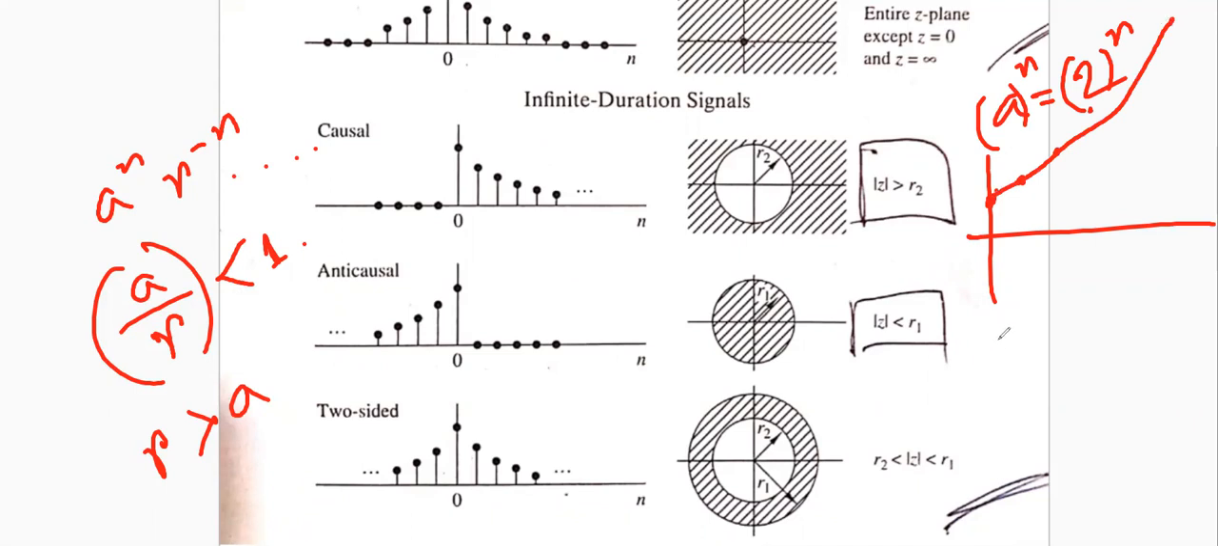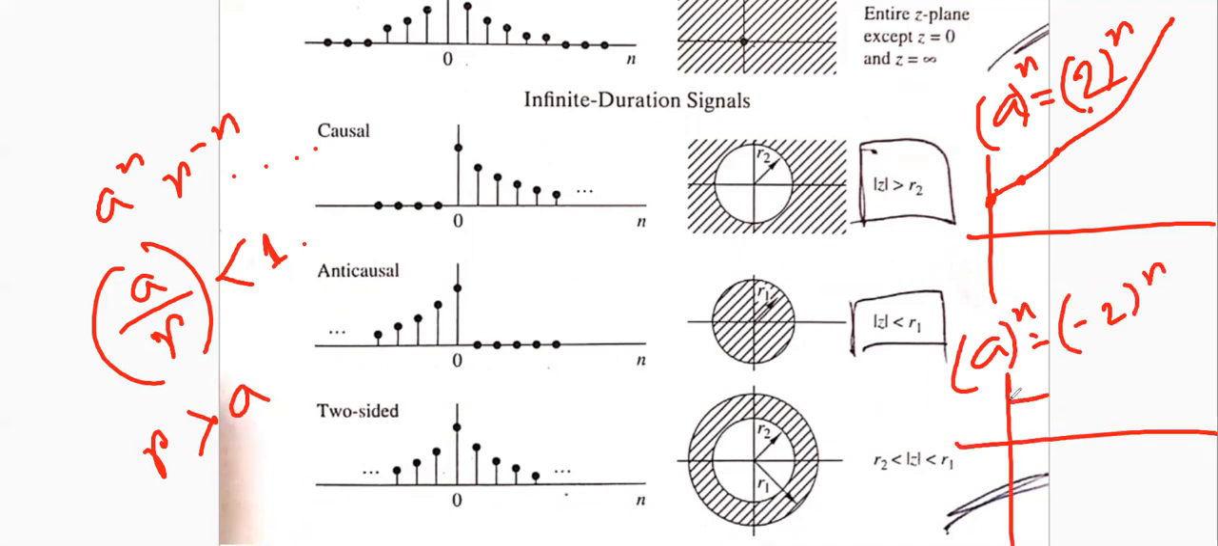Similarly, if I put a is equals to -2, so (-2) to the power n, I have shown in the last class, it will go like this and this. So that is the expression. At the first value, it will start with 1, then negative value, then positive value, then negative value, and positive value.